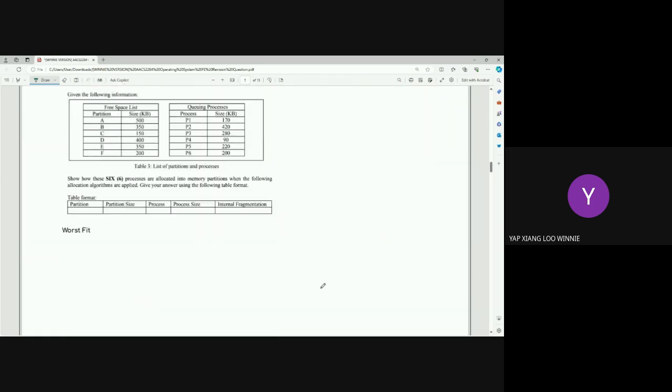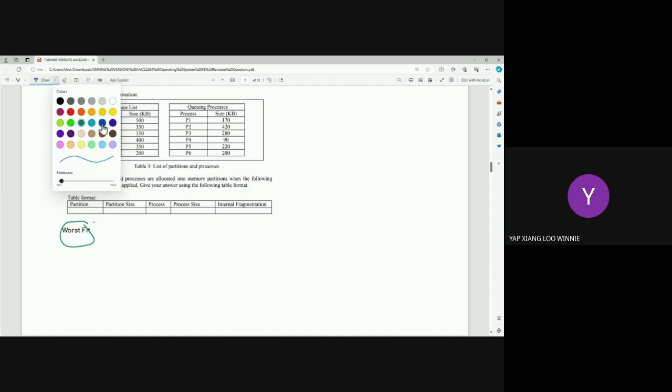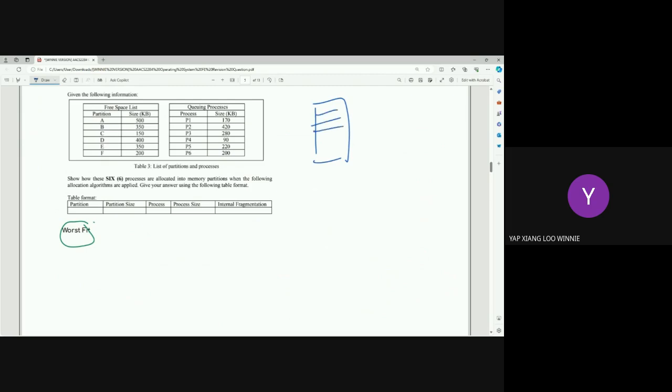Okay, the next one, worst fit. What does it mean by worst fit? Just to revise back. The first fit is, imagine this is your memory space. First fit, we go in a way, oh, this one can fit, we put it. Oh, this one cannot fit, then I go to the next one. Then it can, I come back here, something like this. If the partition can fit, we just put it in. If cannot, then we go to the next one. This is first fit.